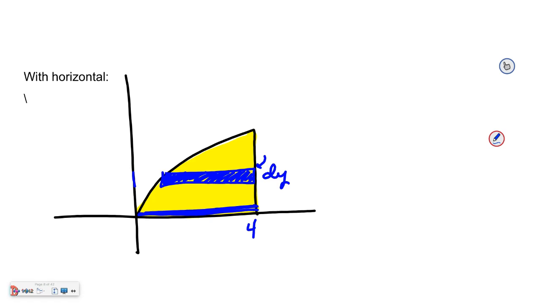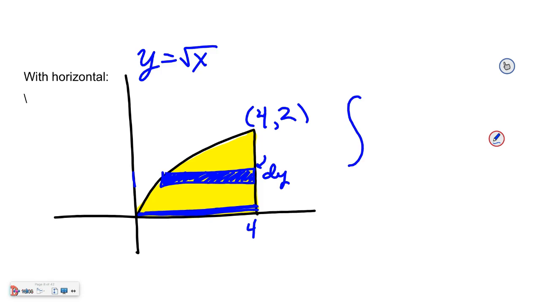And because I'm going to be coloring up the y-axis, I'm going to be going from 0 to how high this is. Now, I'm not going to go right from 0 to 4 on the x. I'm going to go up. And this is the point 4 comma what? 2. Yeah, because the function's the square root of x. So I'm going to change how I do this. I'm going to have everything now in terms of y. I'm going to color from 0 on the y-axis up to 2, and I'm going to color horizontally.